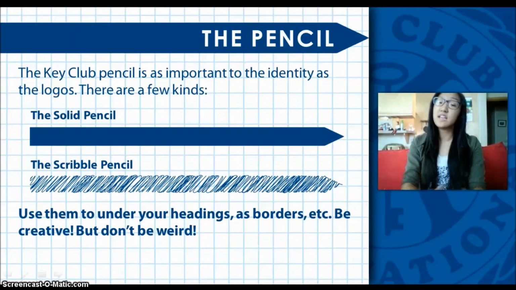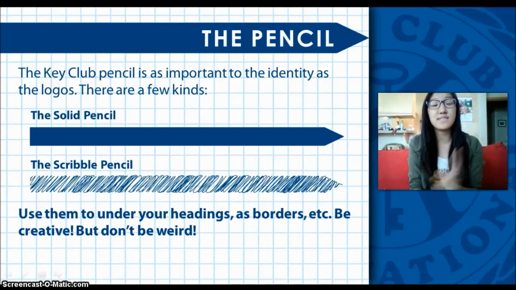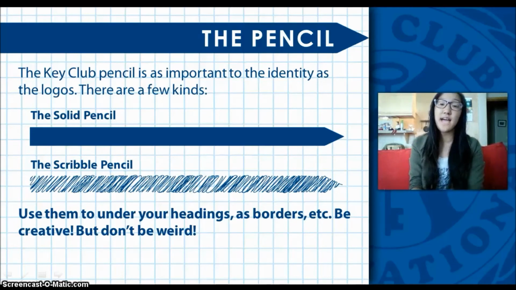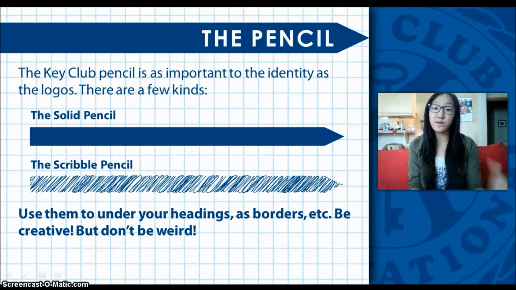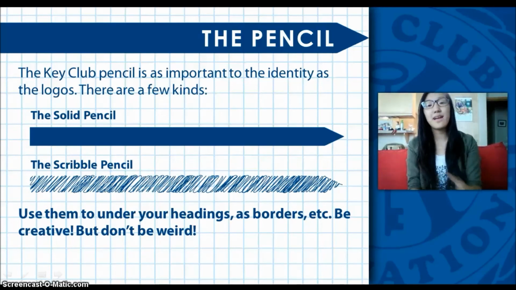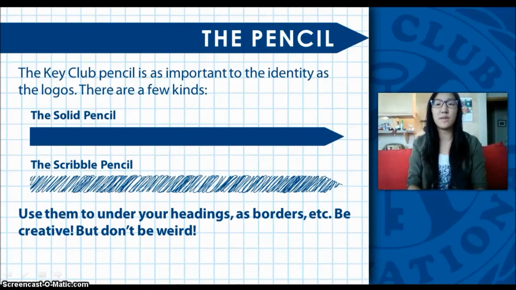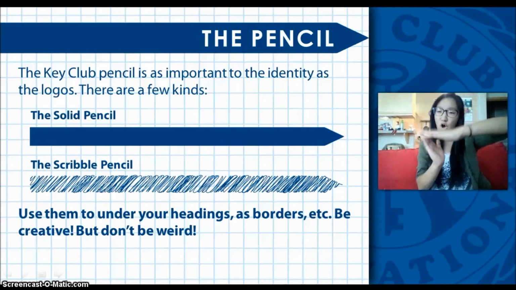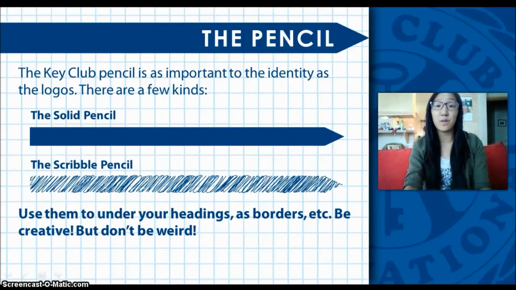The next part of the Key Club identity is the pencil, and it's basically as important to me as the logo, and I definitely use this a lot. There are 2 kinds of pencils. There's a solid pencil and the scribble pencil, and you can use this as heading backgrounds like I have on this PowerPoint. You can use them as borders for your pages, etc. So just be creative with how you use them, but again, don't be weird, don't stretch them, and don't make the tip very tiny, and don't make it too long. Just be very careful with how it looks.